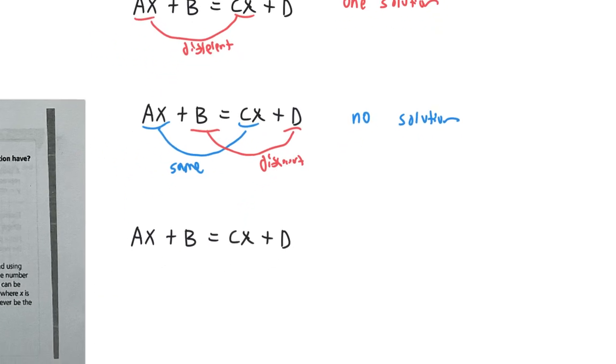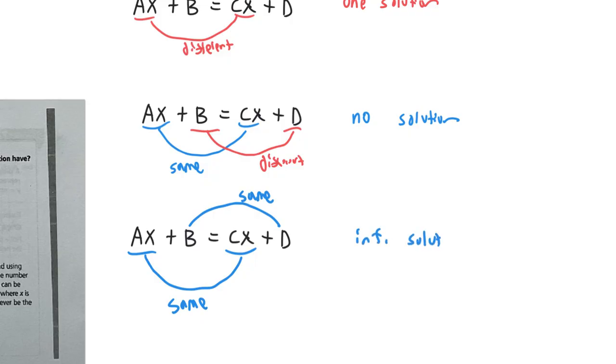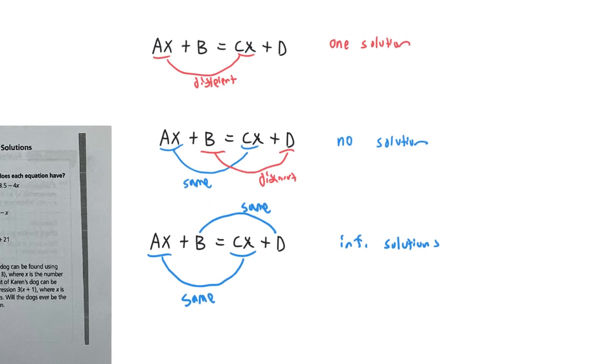And if the x terms are the same and also the constants are the same, then we would say that there are infinite solutions. And hopefully we're all seeing that, if you have an equation, you might have to get this side to look a little something like this, and this side to look a little something like this. That way you can make this comparison, and then you'll know what you're dealing with.